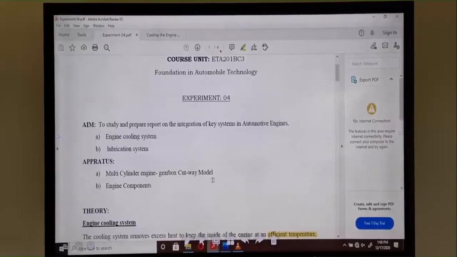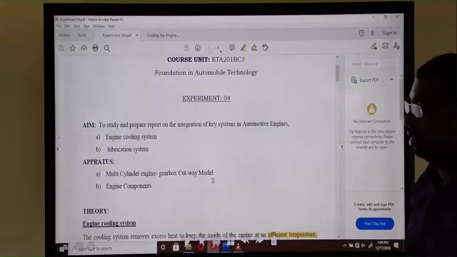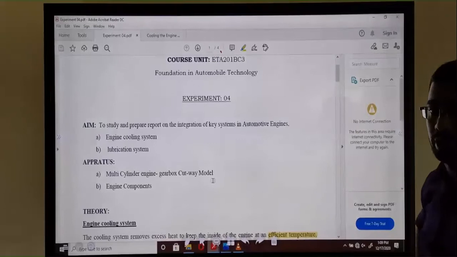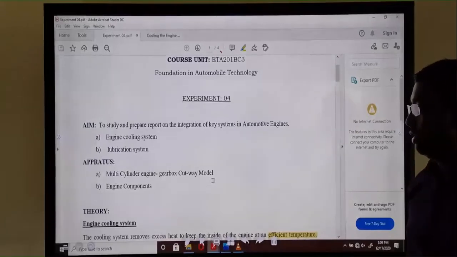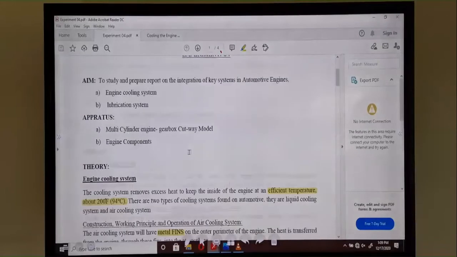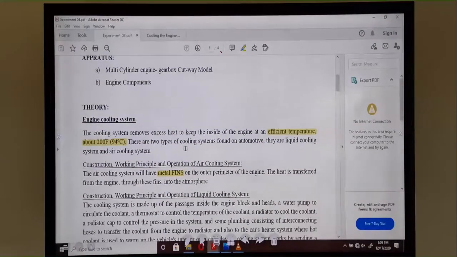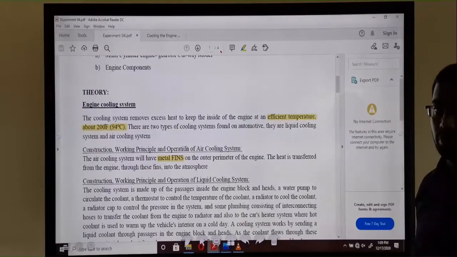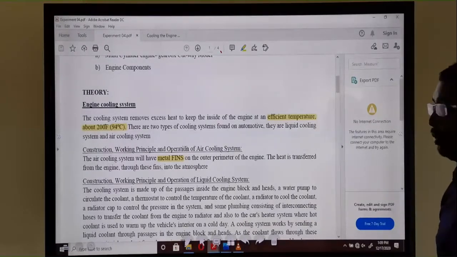Dear students, today we are going to study about the engine cooling system and lubrication system of an automotive engine. So this is our lab sheet and you can see the apparatus. So why is this cooling system used in an automotive engine?